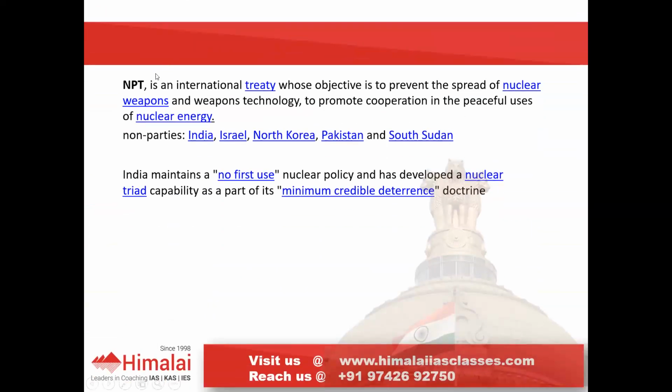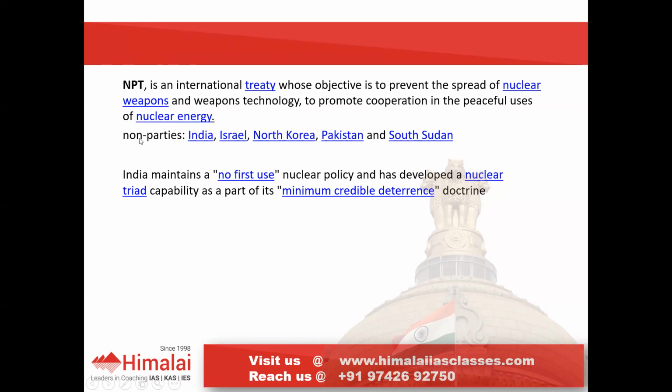Just go through this NPT. What is NPT? It is an international treaty. What is its objective? The objective is to prevent the spread of nuclear weapons and weapon technology, both horizontal proliferation as well as vertical proliferation, and to promote cooperation in the peaceful use of nuclear energy. Its ultimate aim is nuclear disarmament. Countries have to do complete disarmament of their nuclear weapons. That is the ultimate aim of NPT.